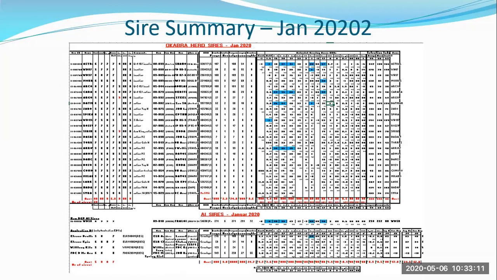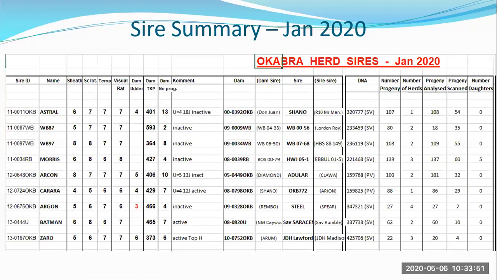Izan, maybe you can just highlight that one line, please, for me. That red line at the bottom. Yeah, there. These are the average EBVs for that battery of sires. To the left of that, we've got the number of progeny of each sire, the number of herds they're in, the number of calves analyzed, the number of calves scanned, etc. At the bottom, the same thing for the AI sires, which we used. Now, the next slide will just show that one red line at the bottom.